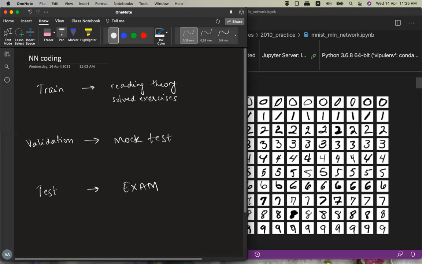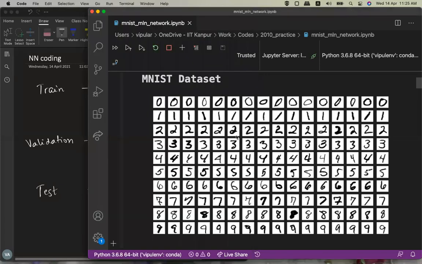If you get a bad result in the mock test, then you go back to your theory, understand it properly, read it more carefully, solve some more training examples, or look at more exercises, and then again come back to the mock test. Again do the mock test, and now your performance has improved. Then, when you're confident, you go to the test time and give the final exam. Is that clear? Yes, sir.